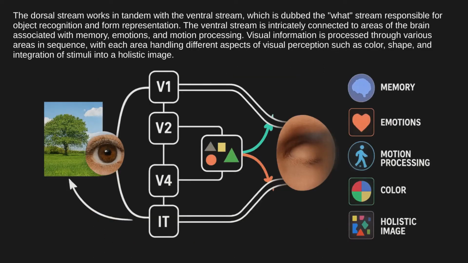The dorsal stream works in tandem with the ventral stream, which is dubbed the what stream, responsible for object recognition and form representation. The ventral stream is intricately connected to areas of the brain associated with memory, emotions, and motion processing. Visual information is processed through various areas in sequence, with each area handling different aspects of visual perception such as color, shape, and integration of stimuli into a holistic image.